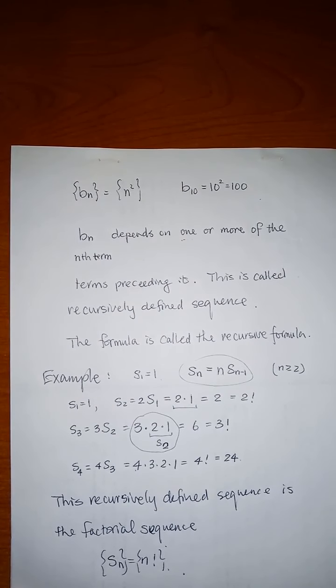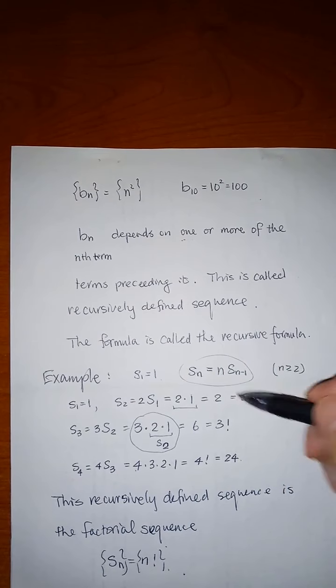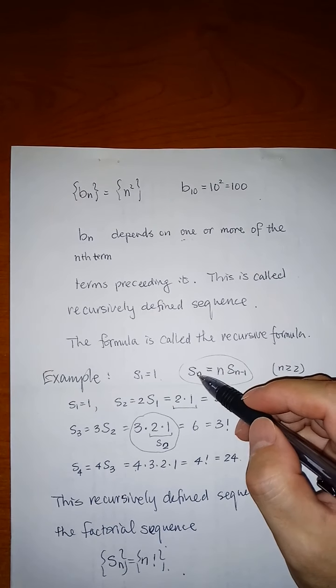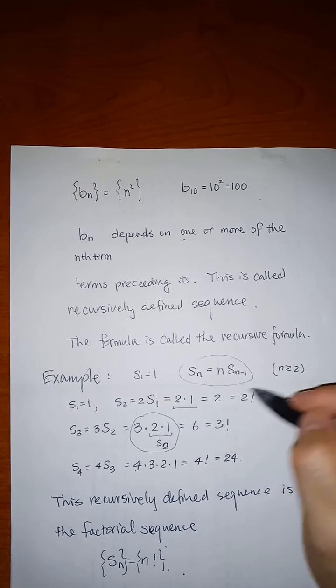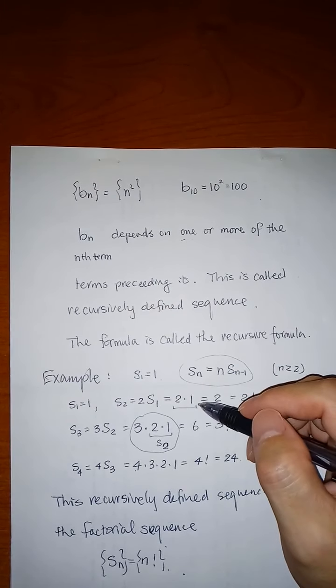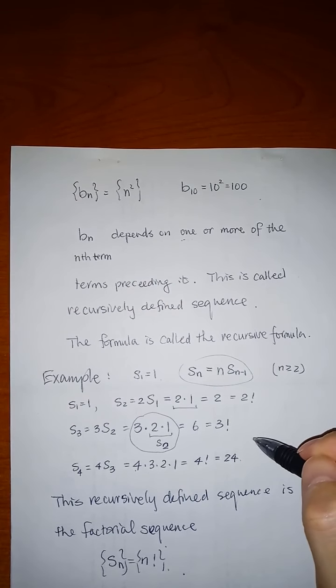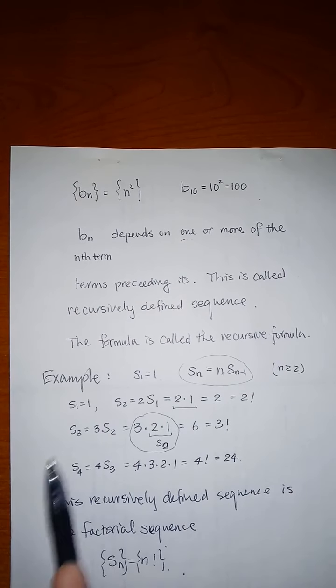So that's our first example. Whenever you have a recursively defined sequence, you just try to evaluate step by step. You cannot jump. You cannot say now let's evaluate S100. If you define S100, you need S99. To define S99, you need S98, and then you need S97. So for a recursively defined sequence, you must go from 1 to 2, 2 to 3. You must follow the order.